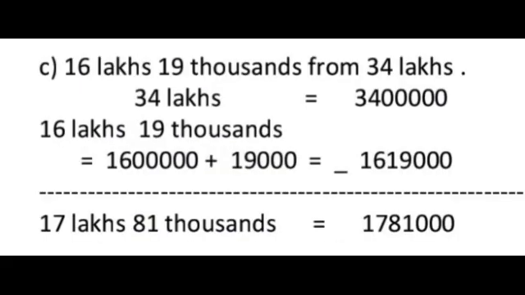16 lakh 19,000 from 34 lakhs. First, we have to write 34 lakh, then 16 lakh 19,000. That is 16 lakh 19,000. When we subtract both the numbers, we get the answer 17 lakh 81,000.